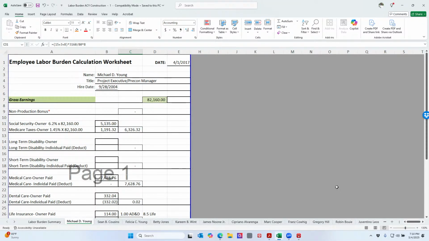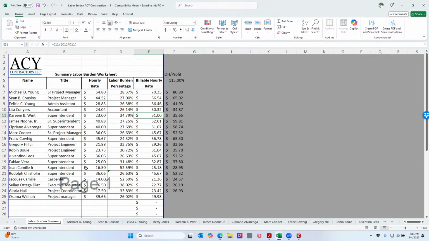Okay, so now everybody should have a sheet like this for your staff. Okay, if you're in the mentorship program, this is in the portal, where you can access this same document. So this is just a worksheet to calculate your labor burden. So I had this sheet and I put all my staff into one, so I actually could come to this summary sheet and quickly look at all of them at one time.